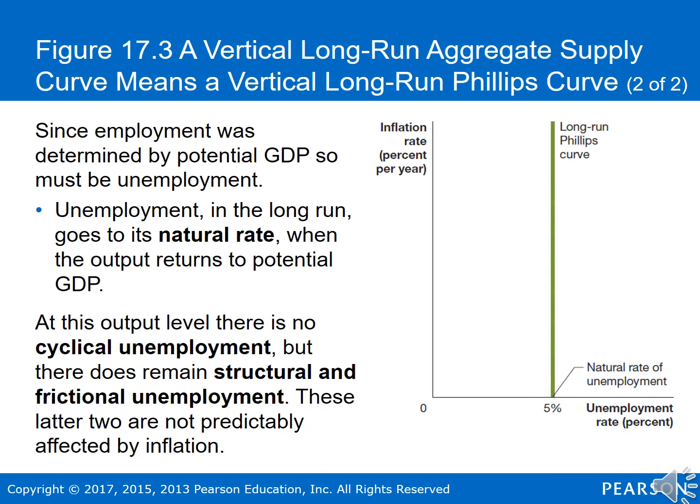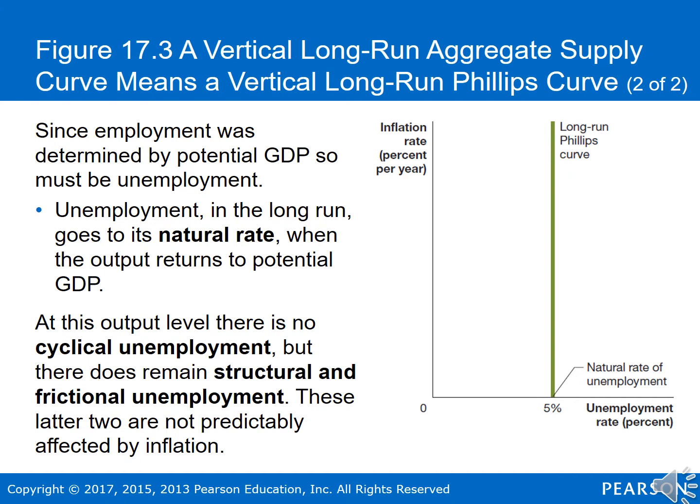The idea was that since employment must be determined by potential GDP, so must the unemployment rate, because that's the other side of the coin. So unemployment in the long run, according to Friedman and Phelps, goes to the natural rate, so when the output returns to potential GDP. That in the long run, you cannot push the unemployment rate below the natural rate of unemployment.